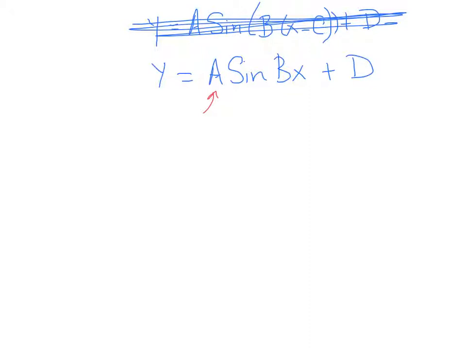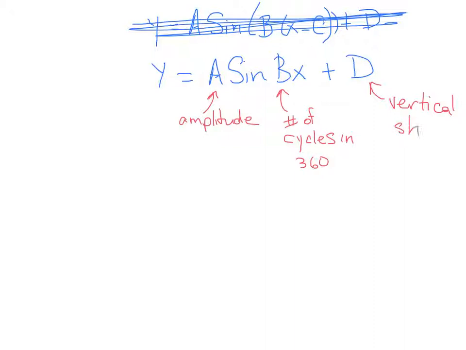The a is the amplitude. The b is the number of cycles in 360, if we're dealing with degrees. If we're dealing with radians, it's the number of cycles in 2 pi. And the d is the vertical shift. In some books, you'll see d as c, but I call it d because later on you will have to learn about the c, and I don't want you to get confused. So that's our vertical shift.